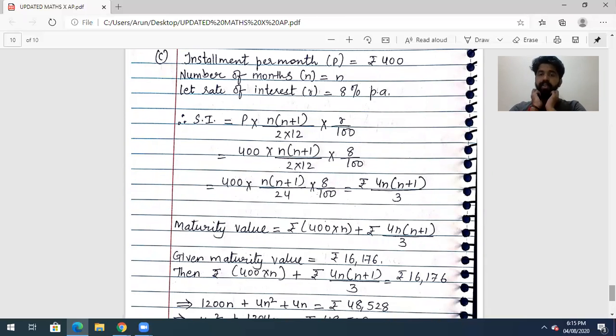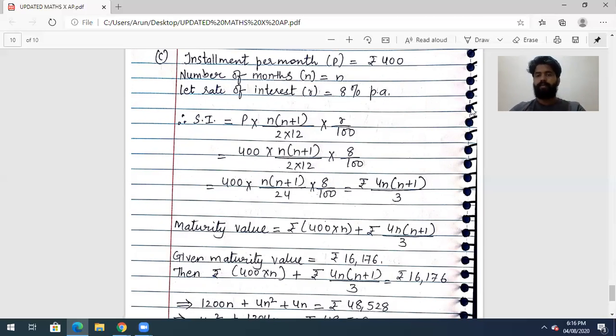Finally, coming on to the last question of this paper, question 3C. So in that, the question states, the maturity value of a RD account is rupees 16,176. If the monthly installment is rupees 400 and the rate of interest is 8%, find the time for which the account was held. So we'll write the installment per month P is equal to rupees 400. Number of months we don't know. We'll take that as N. Let rate of interest R be equal to 8%, that is given to us.